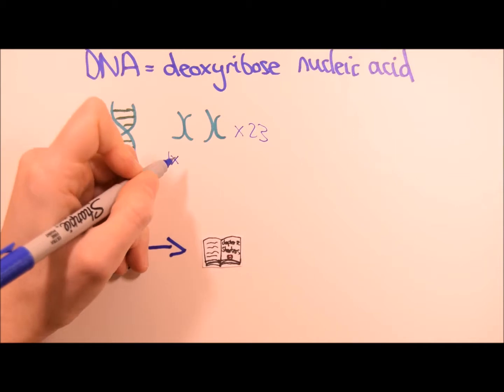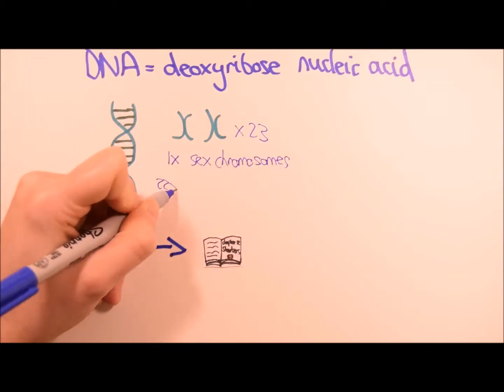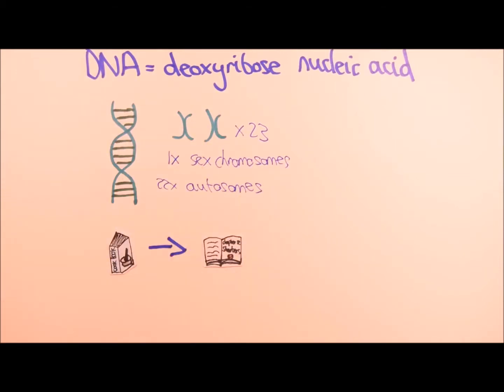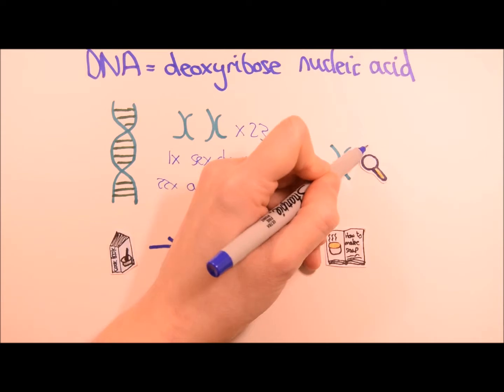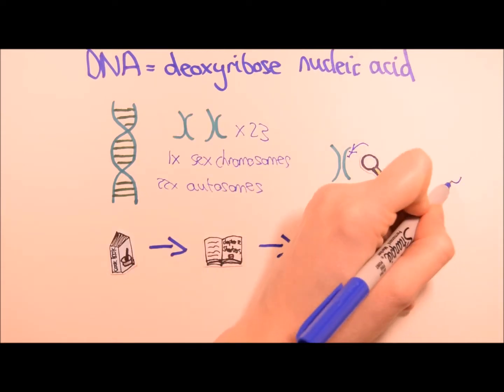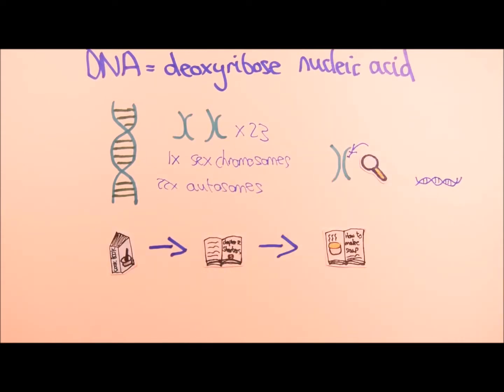We have 23 pairs, one pair of sex chromosomes, XX for women and XY for men, then 22 pairs of autosomes. Each chromosome contains hundreds to thousands of genes. These are like the individual recipes in that cookbook and contain instructions on how to make specific proteins.